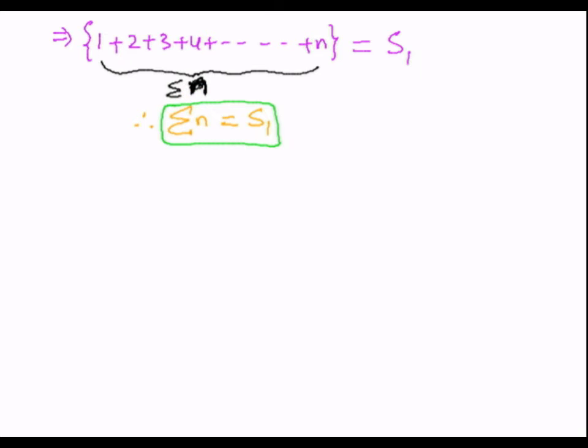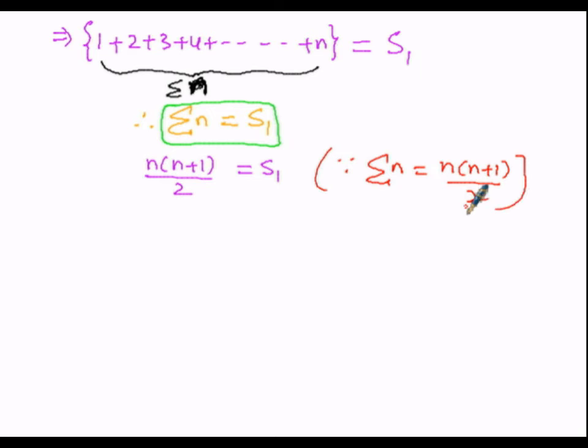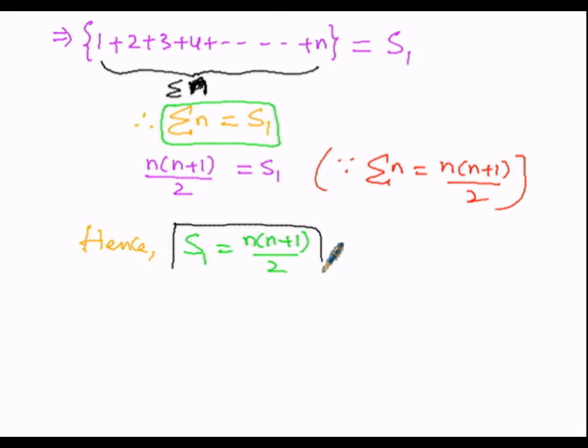But here we know that sigma n can be given by means of n into n plus 1 whole divided by 2. So n into n plus 1 overall divided by 2 is equals to sigma n, that is equals to S1. So here we got this logical step. Since sigma n is equals to n into n plus 1 overall divided by 2, hence S of 1 is equals to n into n plus 1 overall divided by 2. Let us write this as the equation number 1.